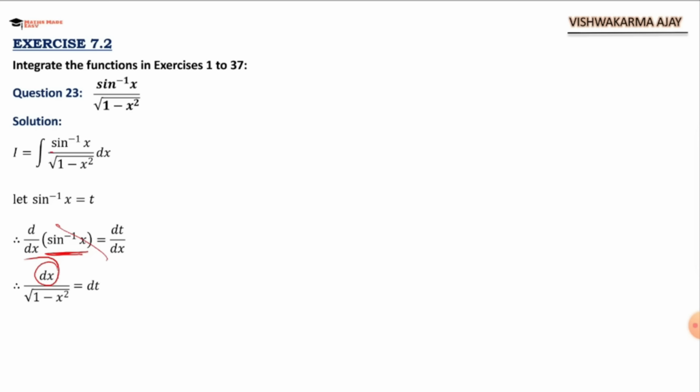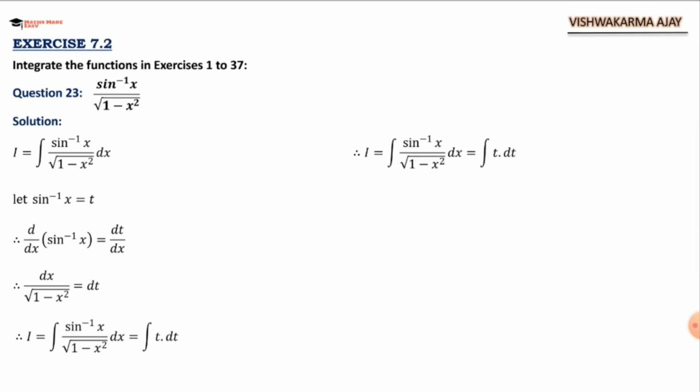So this part is going to be our dt, and this is t as we have assumed or substituted there. So I is equal to integral of sine inverse x upon root of 1 minus x square dx can be written as t times dt. Now you all know what is integration of t, that is t to the power 1 plus 1 upon 1 plus 1, 2. Same. t square upon 2 plus c.